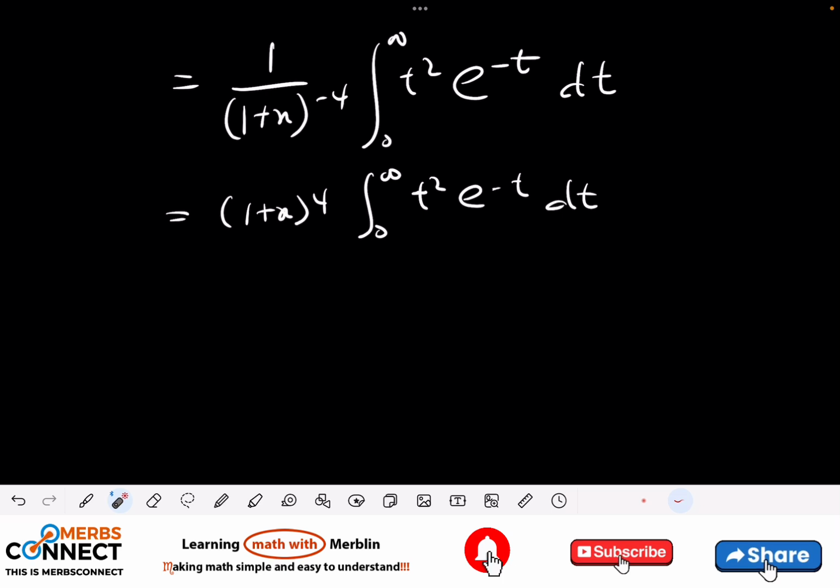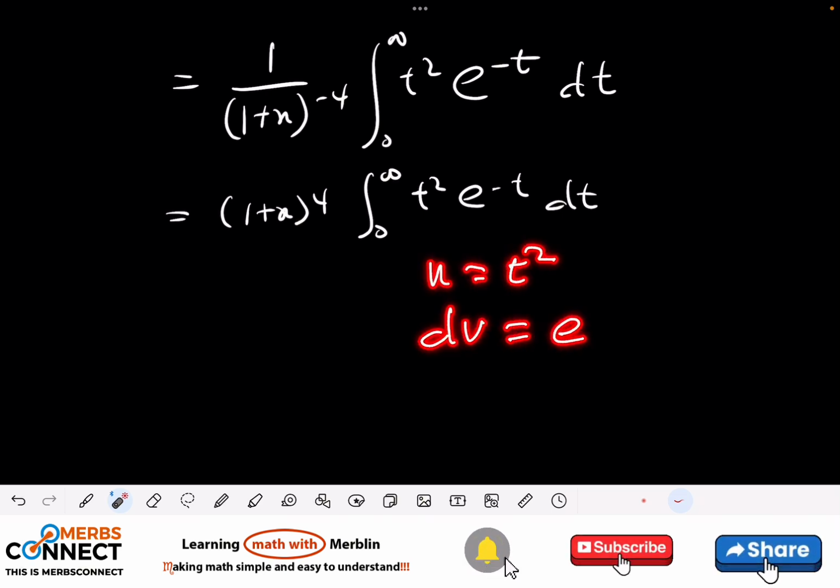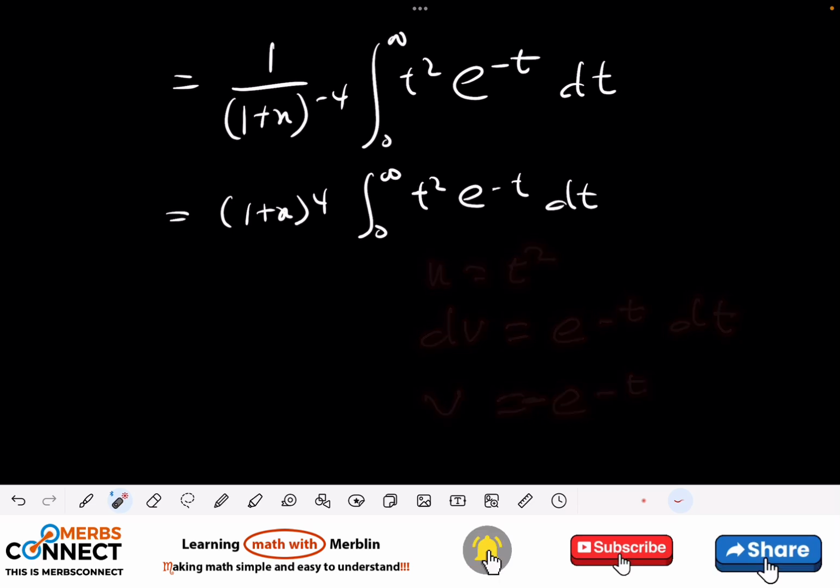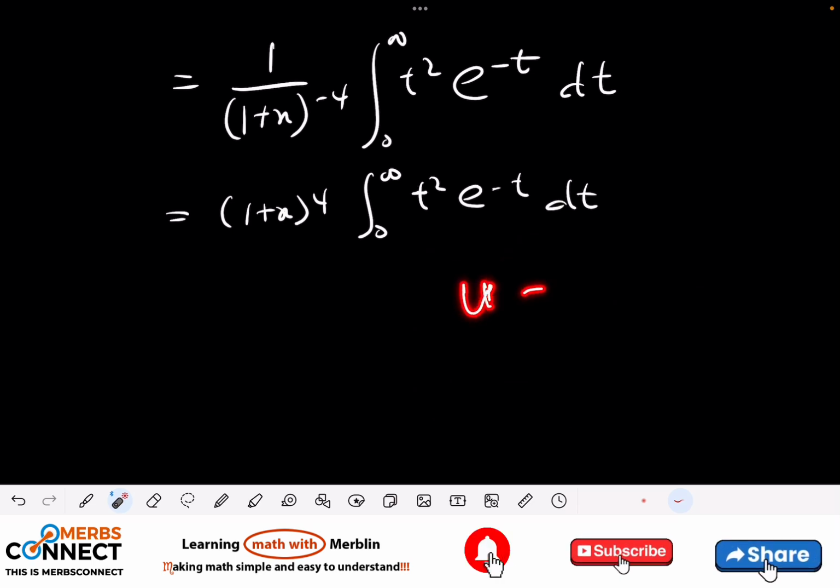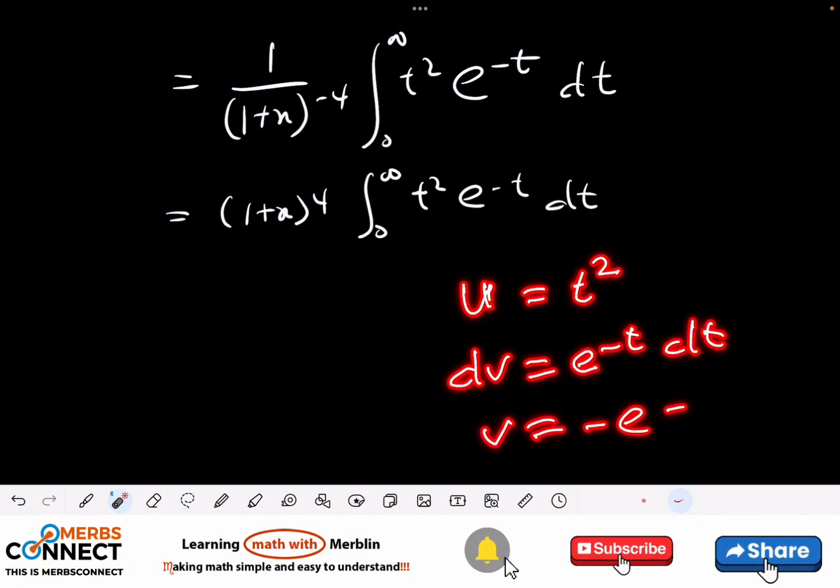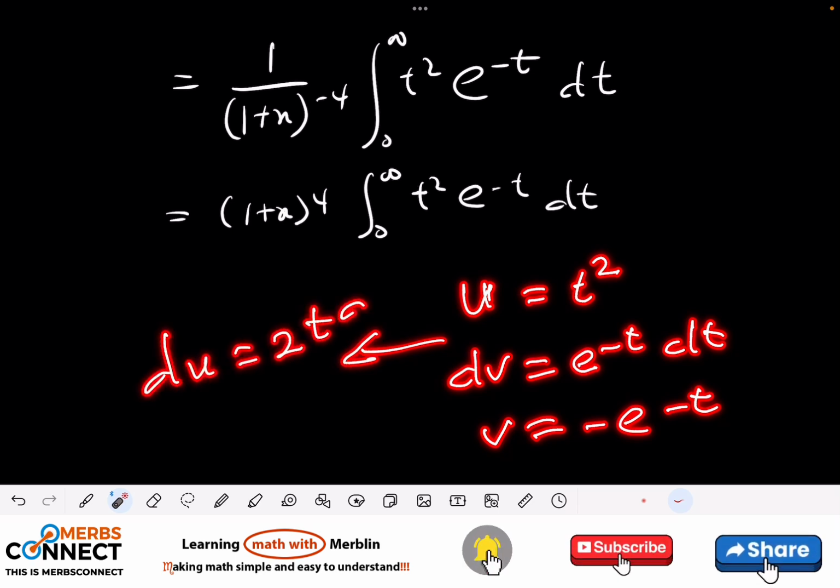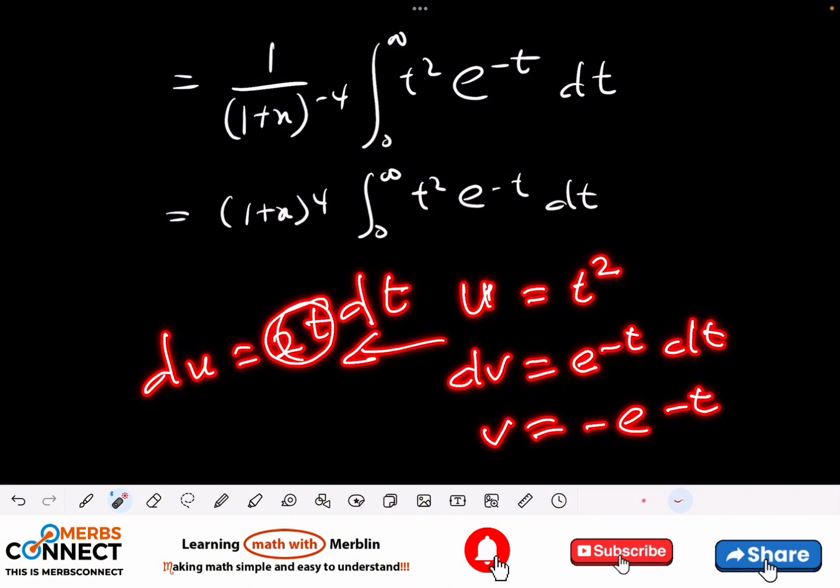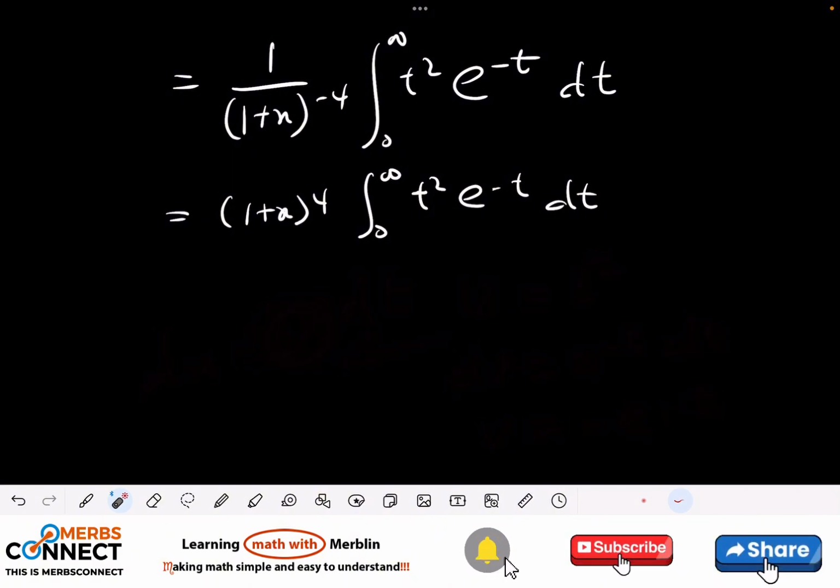So when I'm doing integration by parts, u will be equal to t squared, and dv will be equal to e to the power minus t dt. So my v will be equal to minus e to the power minus t, and here my du will be equal to 2t dt. Because of another t here, that's the reason why I need to do another integration by parts again. But I will use gamma.